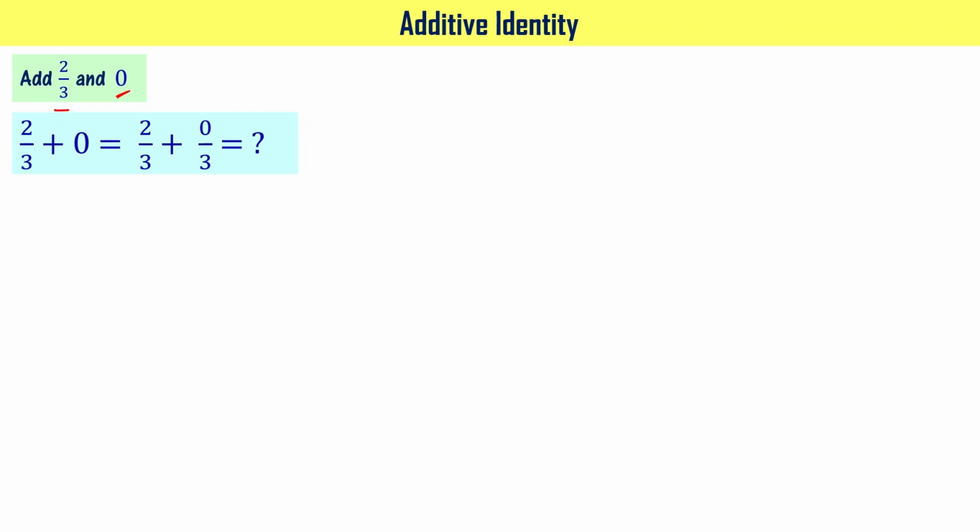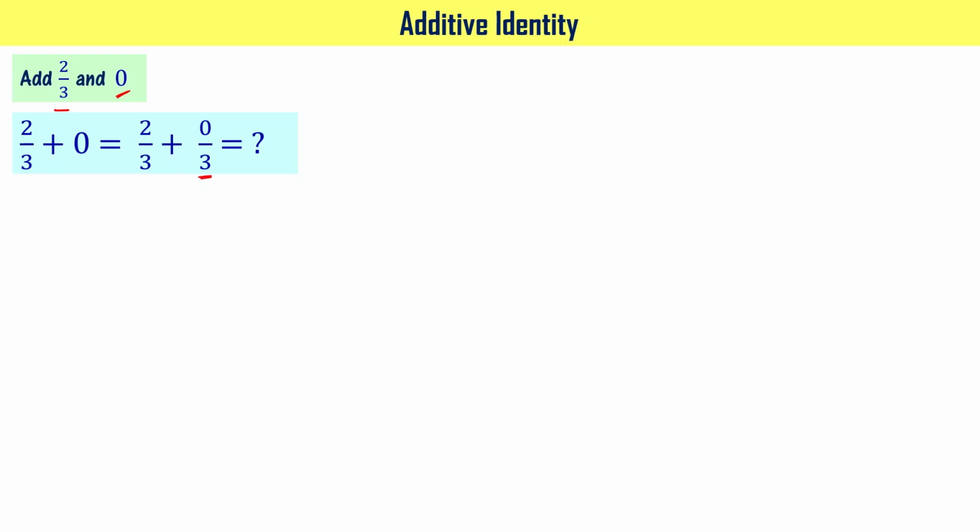Now let's learn about additive identity. Let's add 2 by 3 and 0. We know 2 by 3 is a rational number. 0, you can say it's a whole number or it's an integer. But at the same time, we said that every integer can be expressed as a rational number, right? It means 0 is also a rational number. So 2 by 3 plus 0 can be written as 2 by 3 plus 0 by 3. Of course, you can write any number here, but for simplicity, you can write it as 0 by 3, right? I can write it as 0 by 5, 0 by 8, it doesn't matter.